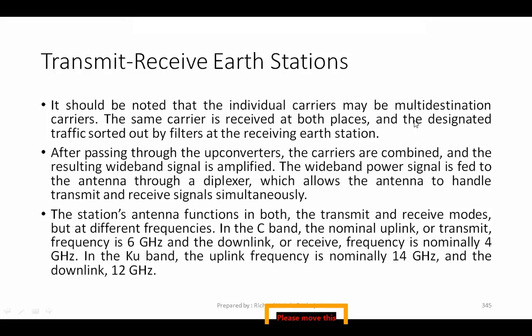So individual carriers may be multi-destination carriers. The same carrier is received at both places and designated traffic sorted out by filters at the receiving station. So you can have multiple signals arriving at the same destination. In order to stop this, you can actually use filters wherein you can direct each signal to its own destination.